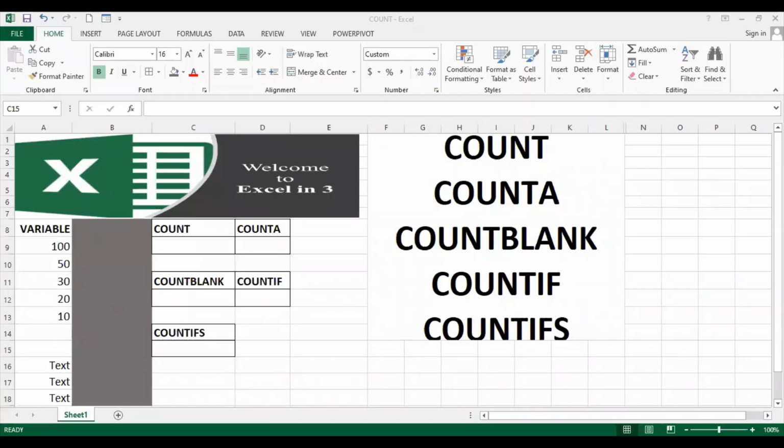Hi guys, today I want to quickly take you through the variations of the count formula. I have this data here and we want to count the different variables. We have 5 numbers, 2 blank cells and 3 cells with text.